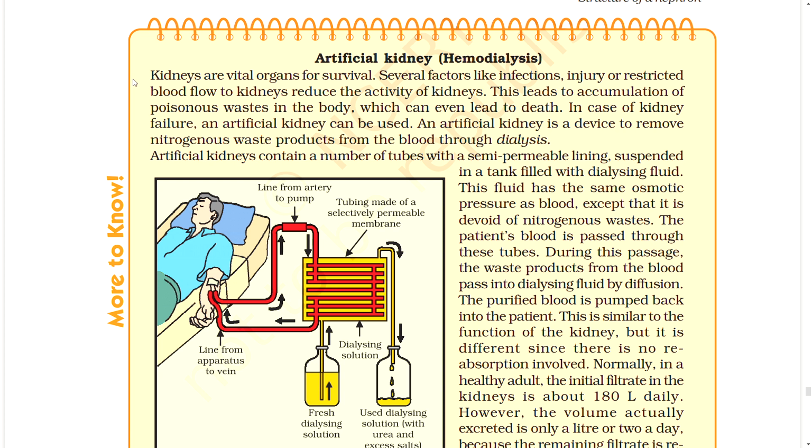An artificial kidney is a device to remove nitrogenous waste products from blood through dialysis. Artificial kidneys contain a number of tubes with a semi-permeable lining suspended in a tank filled with dialysing fluid. This fluid has the same osmotic pressure as blood, except that it is devoid of nitrogenous wastes. The patient's blood is passed through these tubes. During these passages, the waste products from the blood pass into dialysing fluid by diffusion.